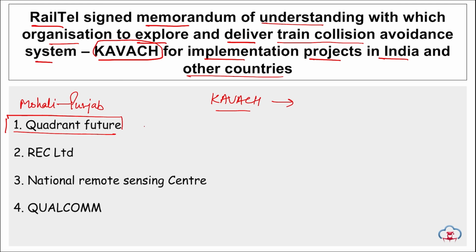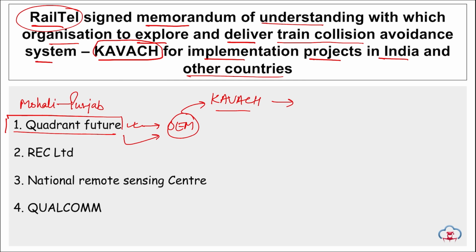Basically, Quadrant Future is set to receive the final approval from the Research Design and Standards Organisation to operate as an OEM. What is an OEM? OEM is an original equipment manufacturer for this Kavach project. So Railtel signed this MOU with Quadrant Future of Mohali, Punjab, and Quadrant Future will now act as an OEM for this Kavach project, that is the train collision avoidance system.